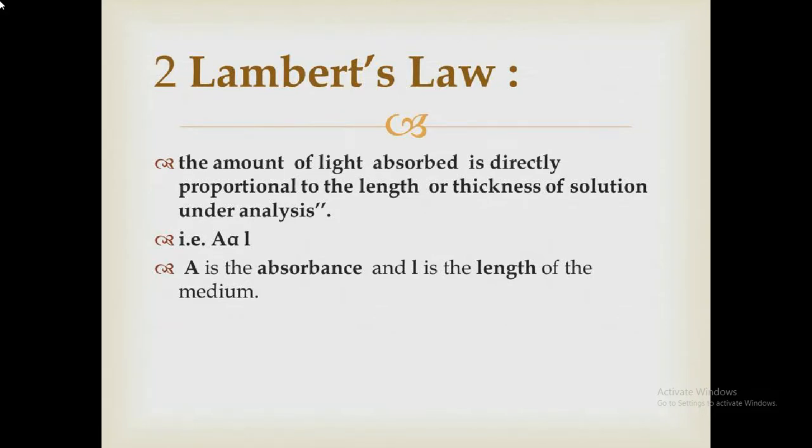So the amount of light absorbed is directly proportional to either the length or the thickness of the solution under analysis. Length means here the solution is in liquid form, so we are going to take a test tube, and the diameter of the test tube will indicate how much will be absorbed. If the diameter of the test tube is less, then less light will be absorbed. If the diameter is more, then more light will be absorbed. And A, the amount of light absorbed, is directly proportional to L, where A is the absorbance and L is the length of the medium.